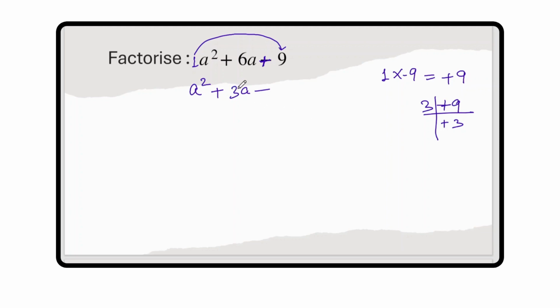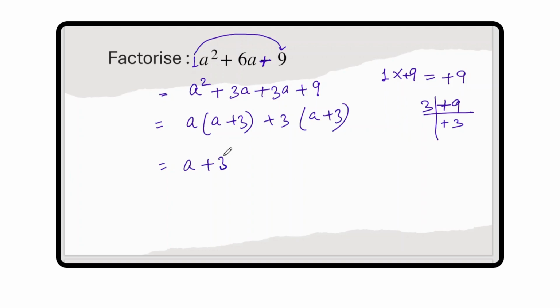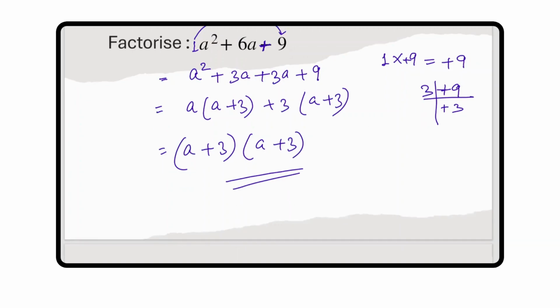Now it is plus 3a plus 9. So 9a square should be our product. And so here a plus 3, plus 3 as common, a plus 3. So the final answer is a plus 3 and a plus 3. Okay, next.